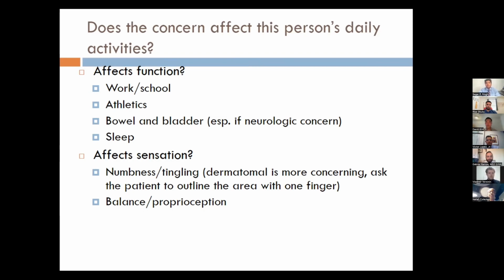Any effect to sensation? If they do, you want to ask them to outline for you the area where they say it tingles or it's numb. Oftentimes, as part of our pain response, we might have decreased sensation to the area just to decrease our pain, but then they can have a numbness or a tingling sensation in the area of pain. So if it's only there, then it's less concerning than an area that's outlined like a dermatome. You can also ask, depending on the issue, does it affect their balance or their proprioception?